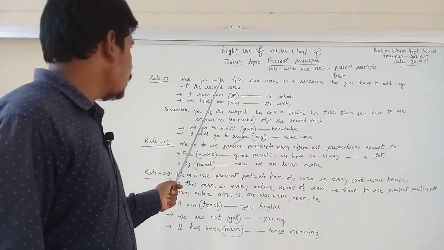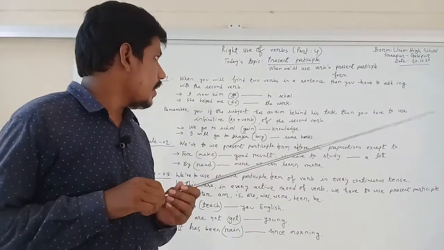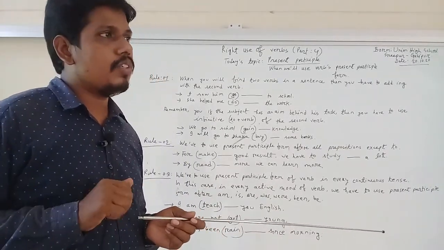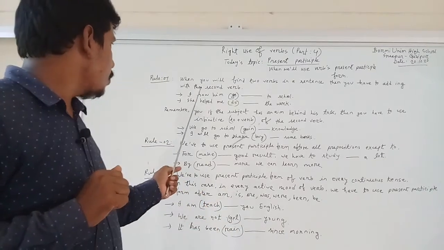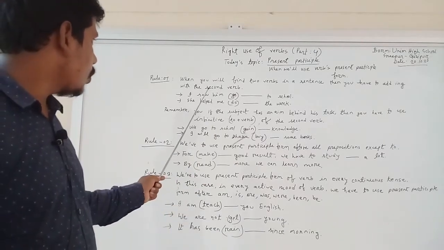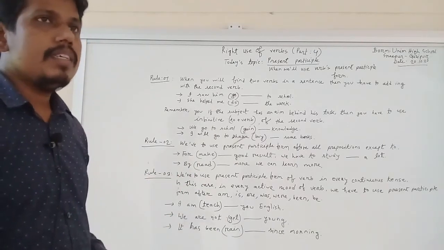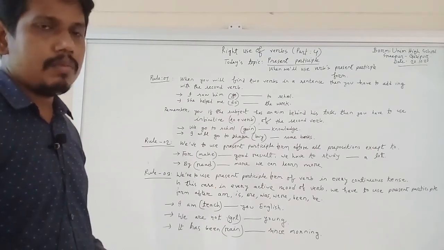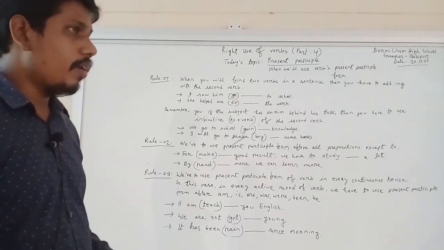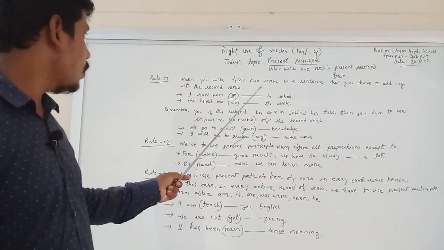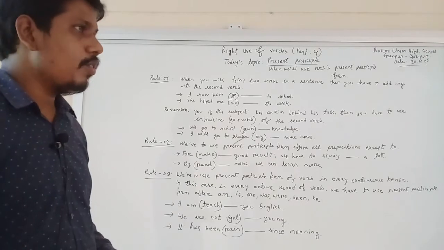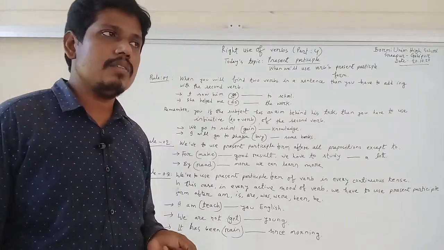Rule 1: when you will find 2 verbs in a sentence, then you have to add ing with the second verb. In this case, students, you have to notice 2 verbs. For example, I saw him go to school. You find here 2 verbs. Saw is a verb and go is a verb. In this case, you have to add ing with the second verb. And what will be the answer? The answer will be going. Why have you used going? Because in this sentence we have 2 verbs, saw and go. And if you find 2 verbs in a sentence, then you have to add ing with the second verb.